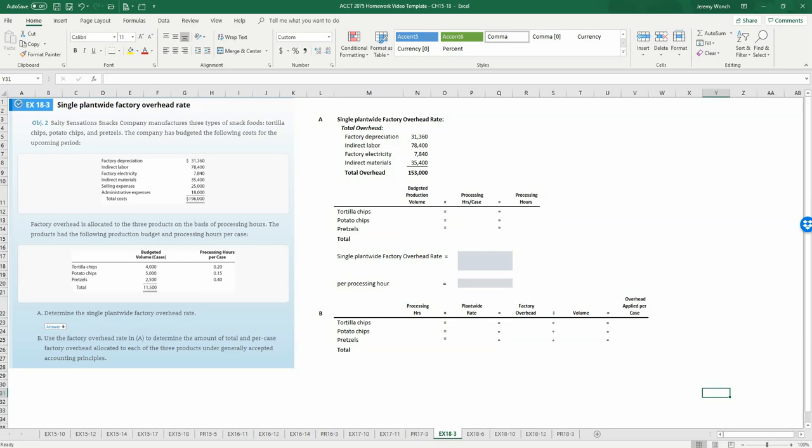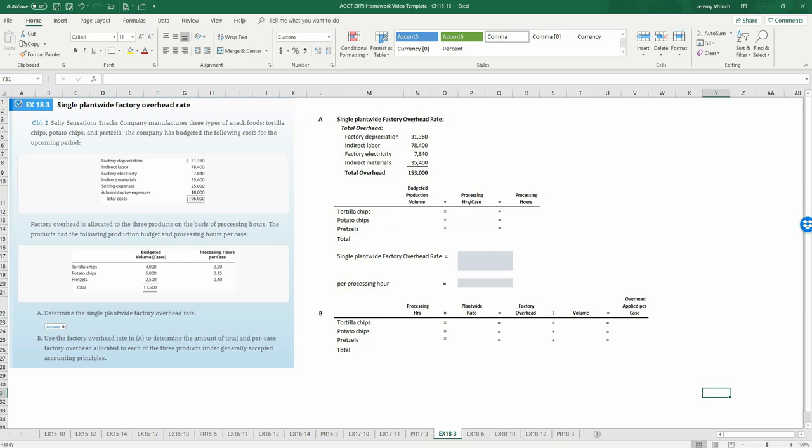In problem 18-3, we're asked to put together a single plant-wide factory overhead rate. Whenever we come up with an overhead rate that we're going to apply throughout the year, throughout the month, we don't know how much overhead we're going to have as the year progresses. So we have to use budgeted or estimated numbers to come up with that, and then at the end of the year we kind of true everything up.